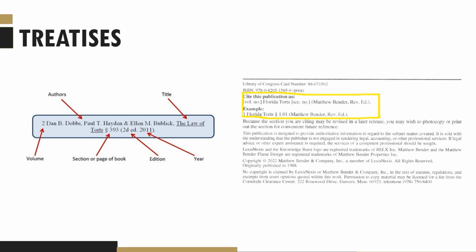As seen on the left is the Blue Book format for citing a treatise. A treatise is a fancy word for a book. It can be single volume or multi-volume. Some treatises, as shown on the right, will give you the citation format in the contents page. Others you may have to create the citation yourself.